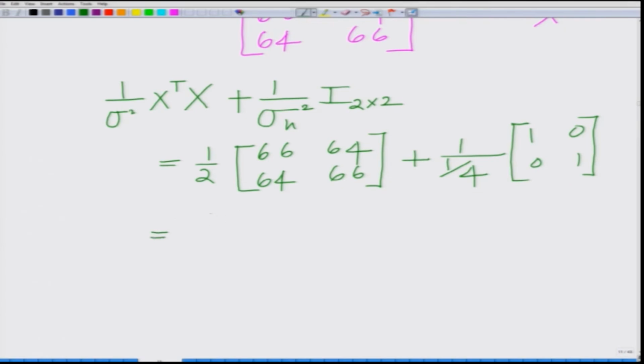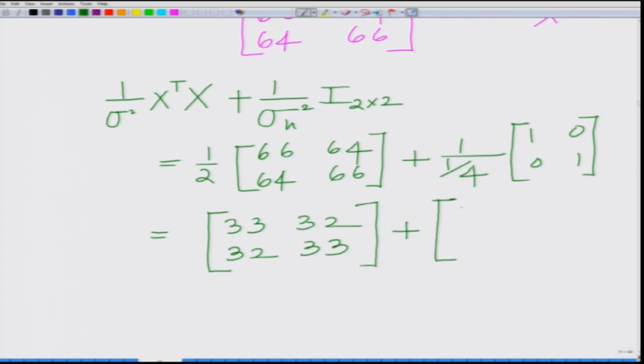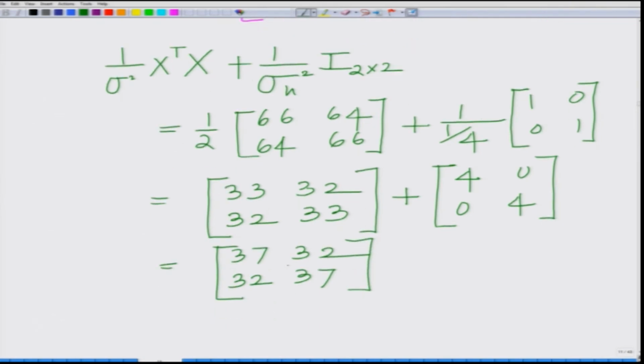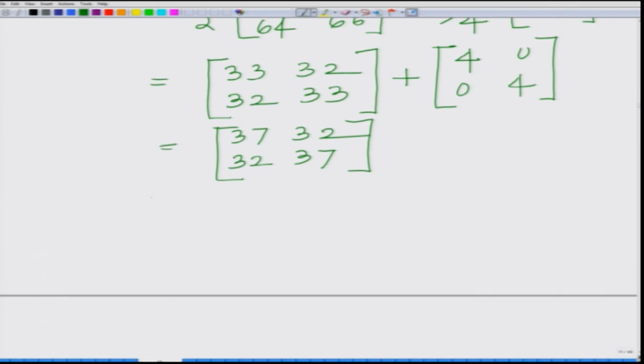This will be equal to, now you can compute this, 33 32 32 33, half of x transpose x, plus 1 over 1 by 4 times the identity matrix, which is 4 0 0 4. This will be equal to 37 32 32 37. Okay. And now you can see we can compute the inverse of this matrix easily.